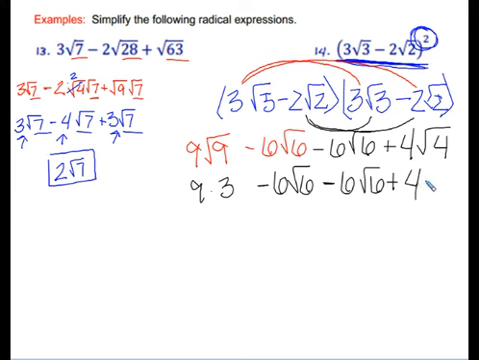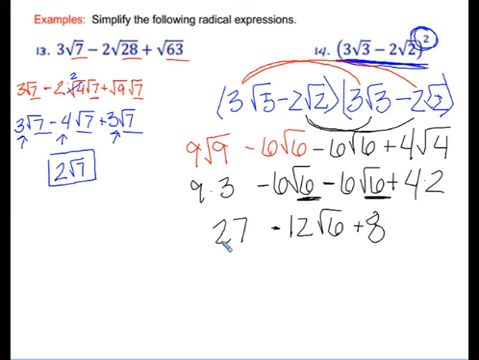The square root of 4 is 2, so I can write my multiplication of 2. Alright, so 9 times 3 gives us 27. If we take a look at these square roots, they are like numbers. Square root of 6 and square root of 6 are like terms, so I can add the coefficients out front. Negative 6 and negative 6 give me negative 12, and I keep the radical 6. Now on the last part, 4 times 2, I get a positive 8.